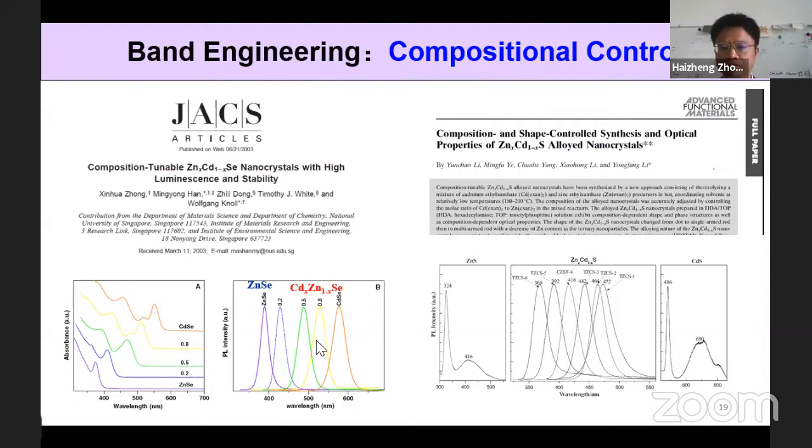And this is quite important because although we all know that by tuning the size, the PL emission can be varied, in real industrial applications, the color tunability is actually achieved by controlling the composition.